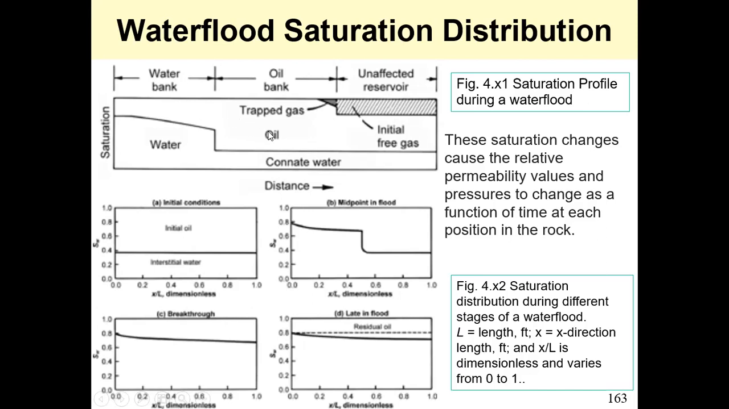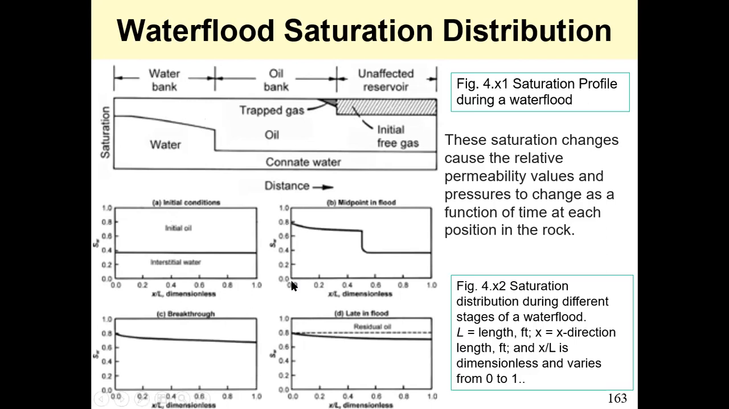Now you have oil. This profile is due to the fact that M is greater than one, so you are not having a plug flow profile. And then here, of course, this is trapped gas, initial free gas, if there is any. So this captures water displacing oil in a reservoir which has some initial free gas.